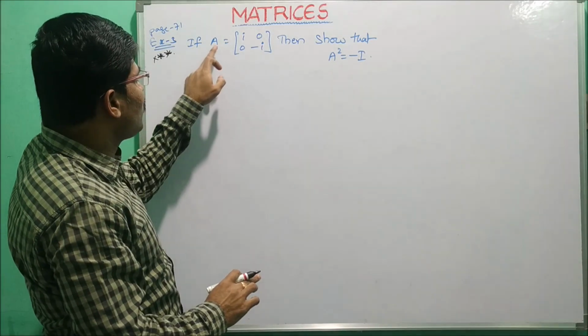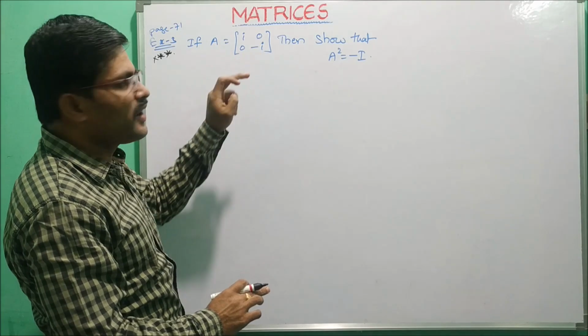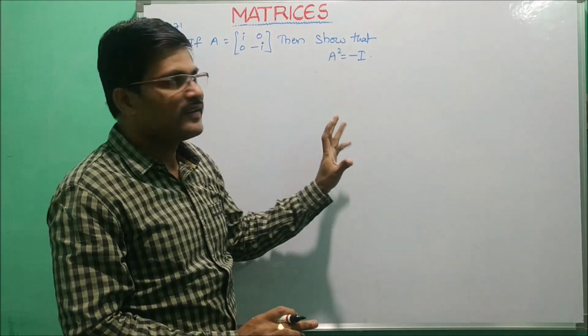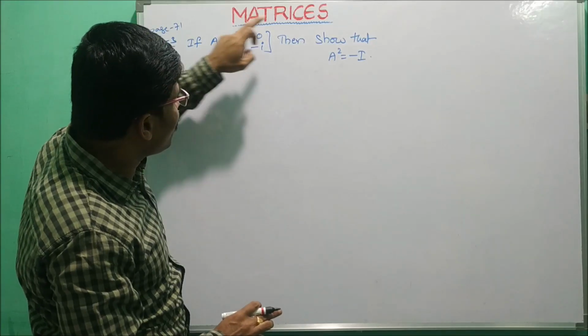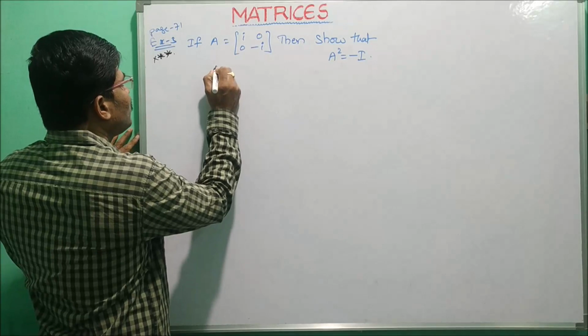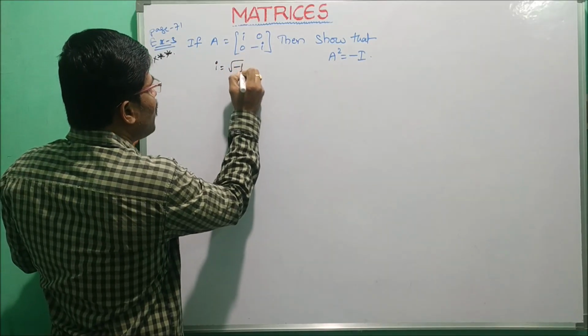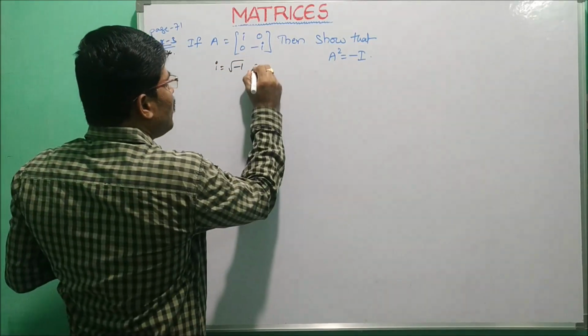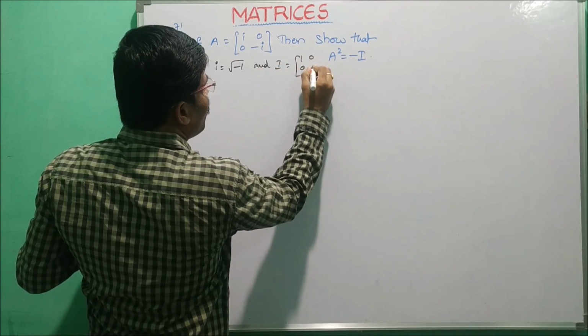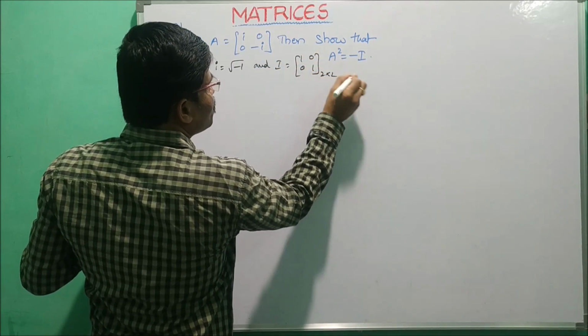So here given A equals the matrix [i, 0; 0, minus i]. Then show that A square equals minus I. Here we have to observe this is small i, this is capital I. So here small i can be taken as the complex number, square root of minus 1. And capital I can be taken as the unit matrix of order 2 by 2.